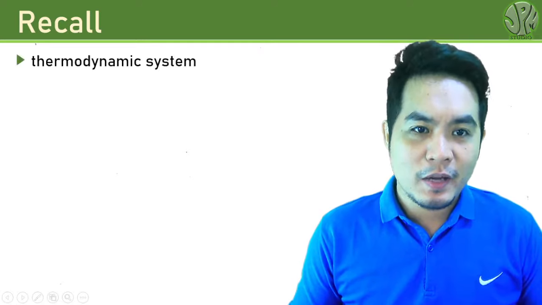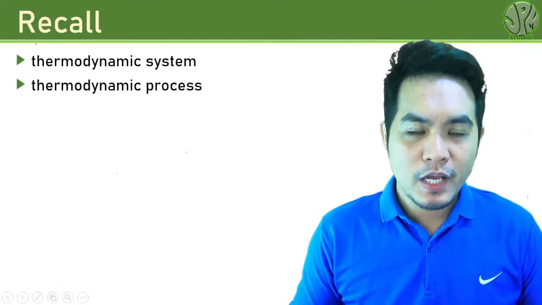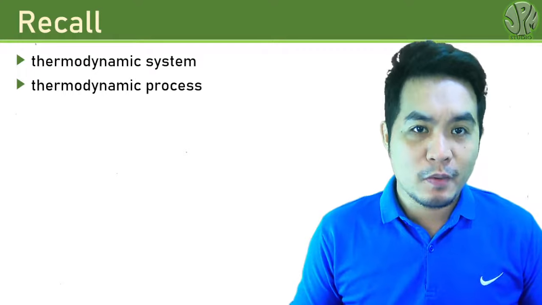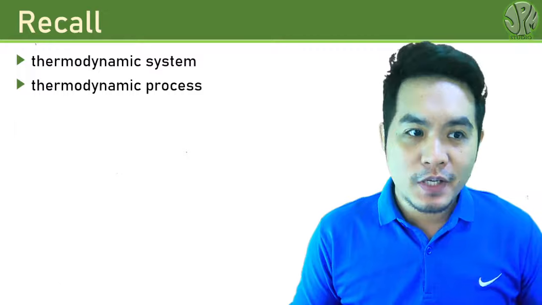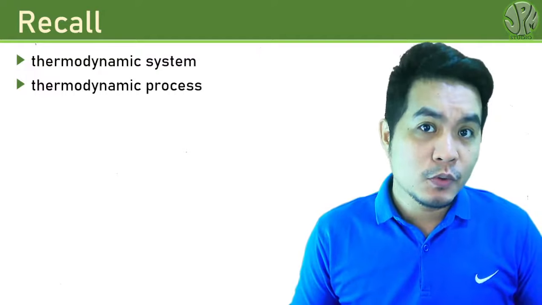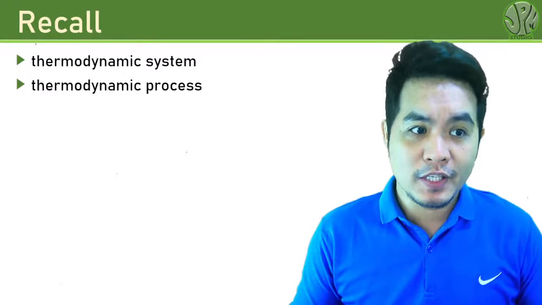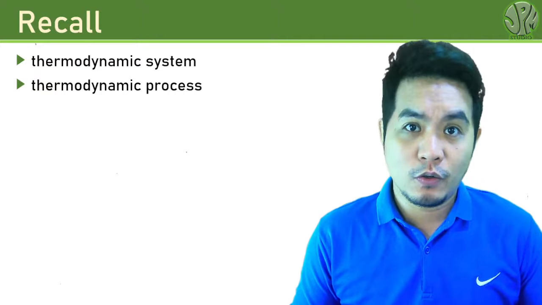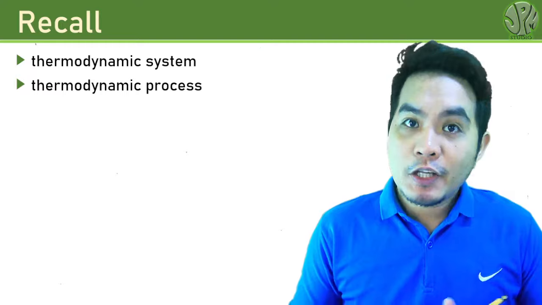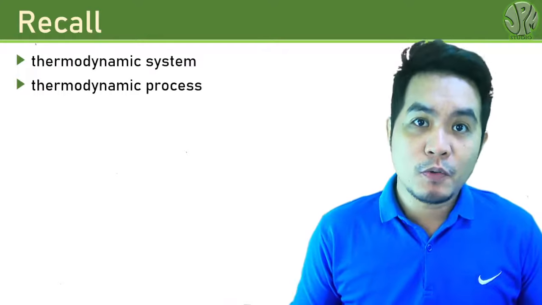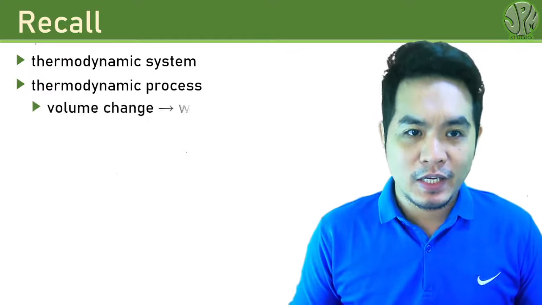In the previous lesson, we discussed what a thermodynamic system is and what constitutes a thermodynamic process. A thermodynamic system is just any collection of objects that has the potential to exchange energy with its surroundings by means of heat or work. And a thermodynamic process is just a change in the pressure, volume, or temperature of a thermodynamic system.